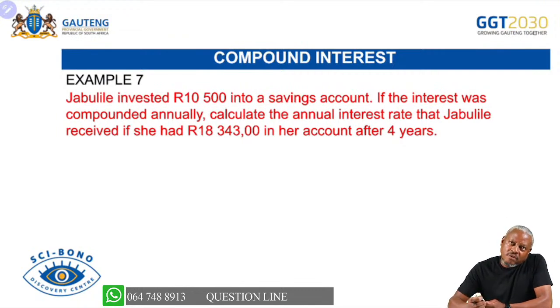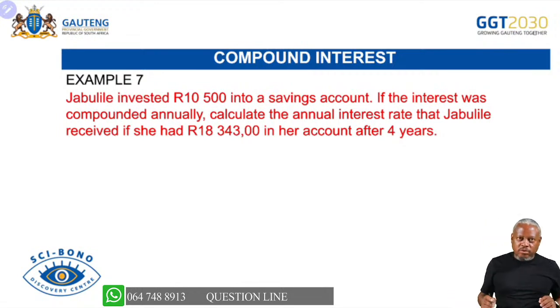So now, for this example number 7, I think the challenge here is simplification. The challenge here is simplification. But everything is still the same. You'll be awarded a mark for substituting in the correct formula. And then the most important, you have to formulate your data. Now let us go through this question again.